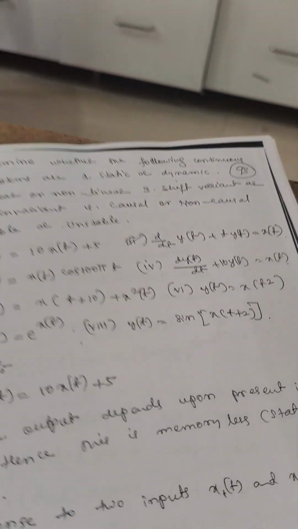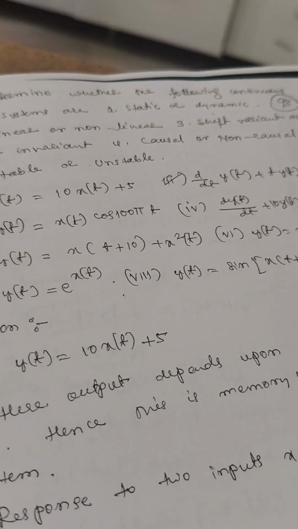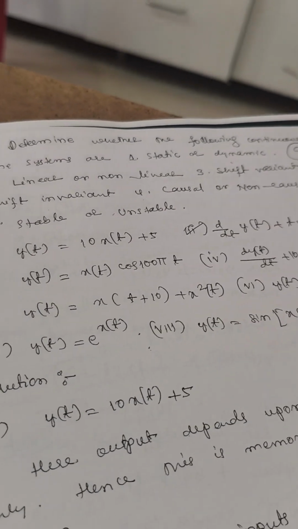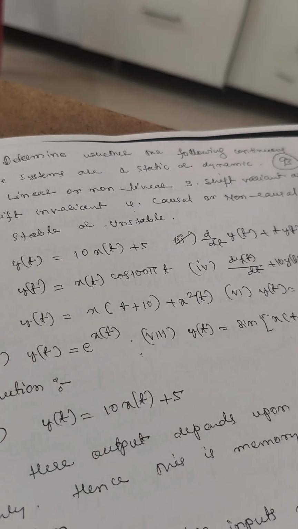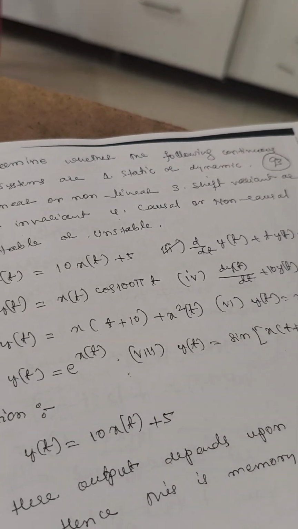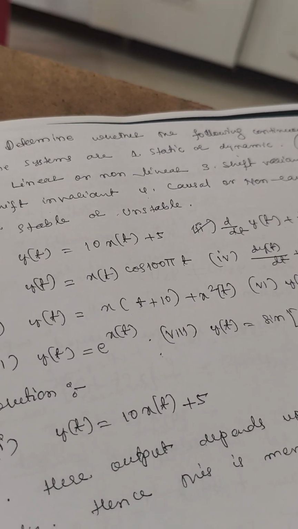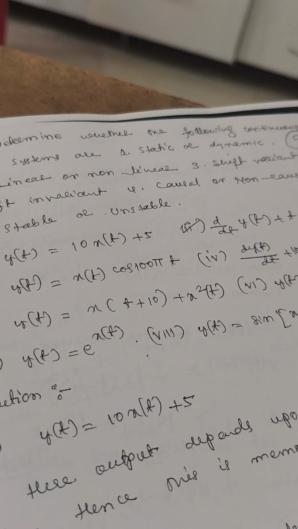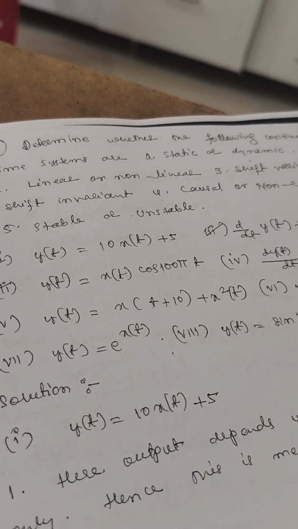My dear students, today we will discuss the problems related to the properties of the system. So far, we have discussed so many properties of the system: linearity property, causality property, time invariant property, static and dynamic property.